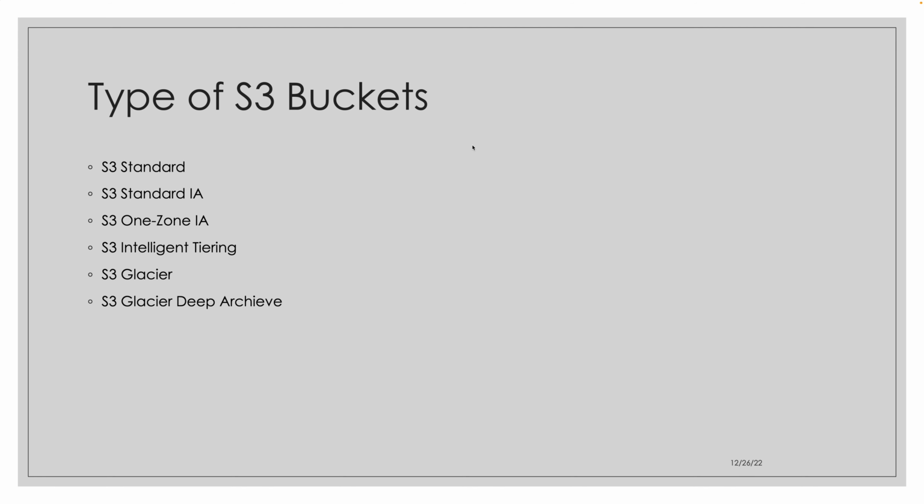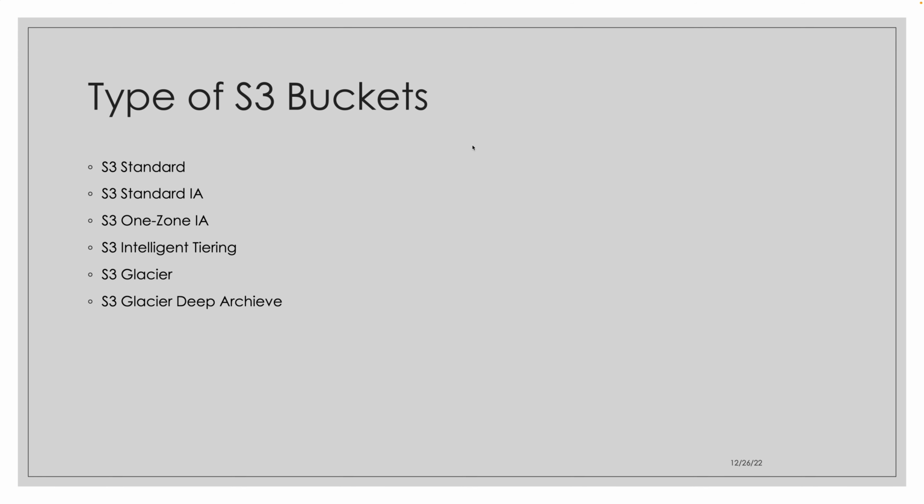Next, we have the S3 One Zone Infrequent Access. This only stores data in one location, one availability zone, and has a lower storage price than S3 Standard IA. It has all the features of Standard IA besides being only in one zone.